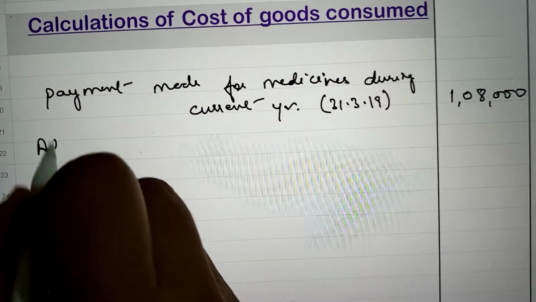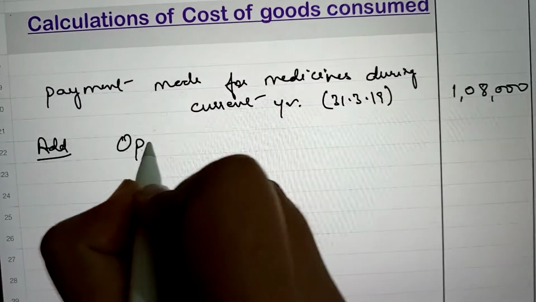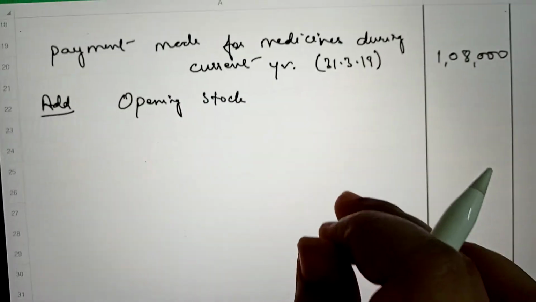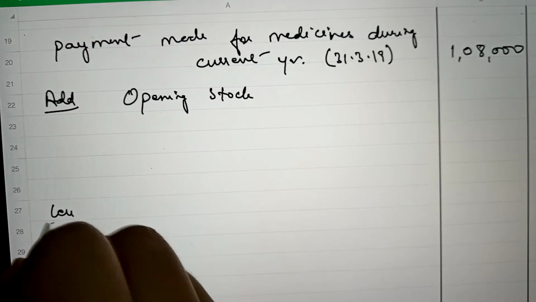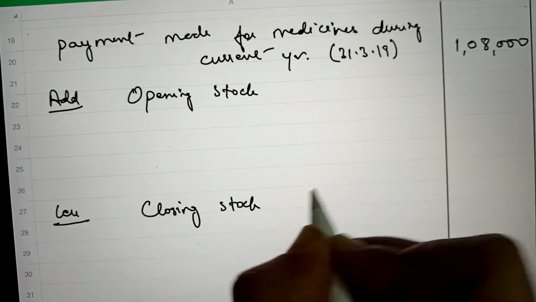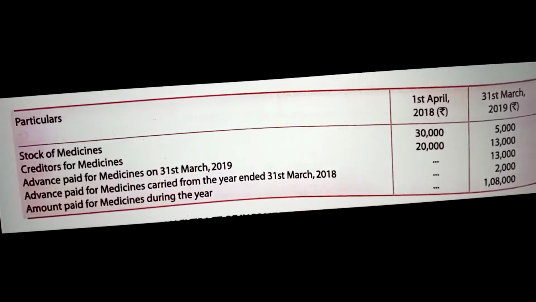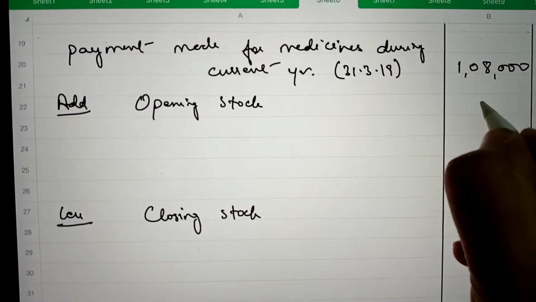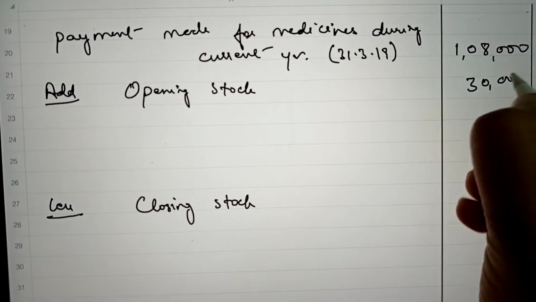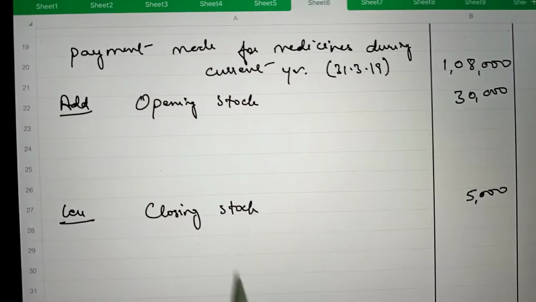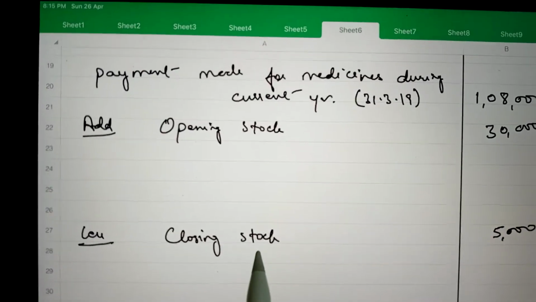So we will add here opening stock and we will deduct closing stock from here. The opening stock is given 30,000 and closing stock is 5,000, plus 30,000 and we will deduct 5,000. Why have we added opening stock and deducted closing stock here?